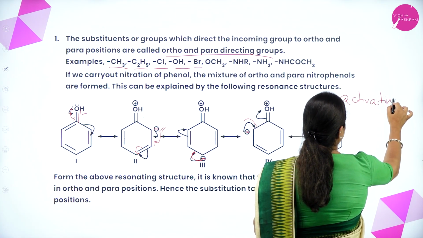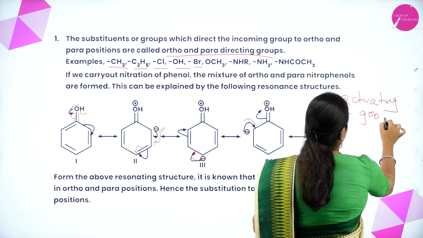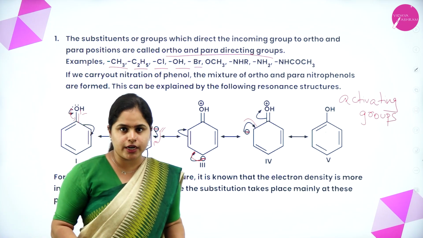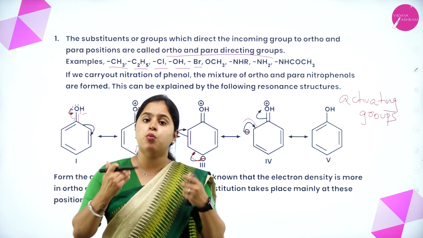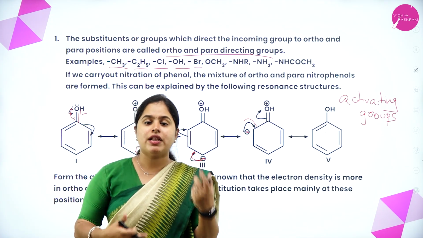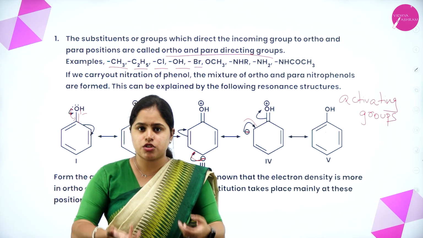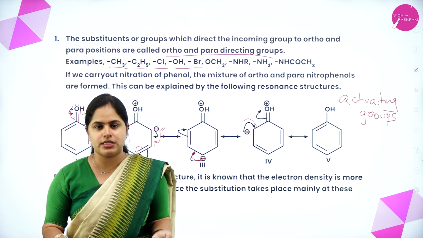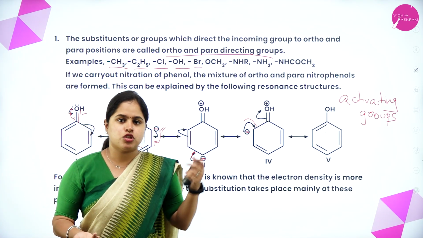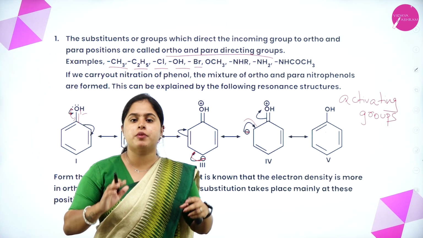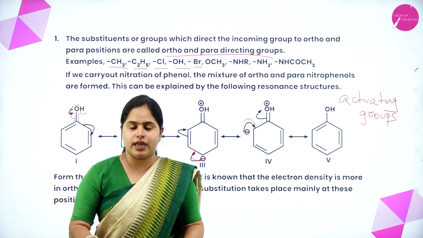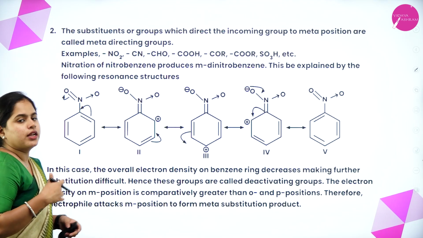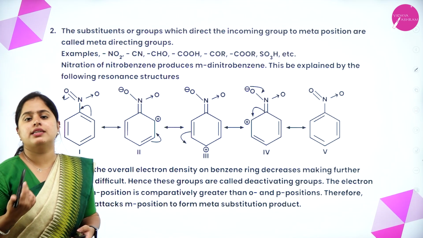Why are they called activating groups? Because they have the tendency to give electrons towards the benzene and make it more electron rich, and it will increase the reactivity of benzene. It is not taking up electrons from the benzene, it is ready to donate electrons to benzene and make it more electron rich. So such groups are called activating groups because they are making the benzene more reactive, more activated, right? Okay.